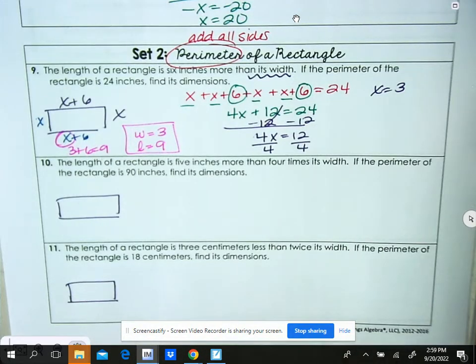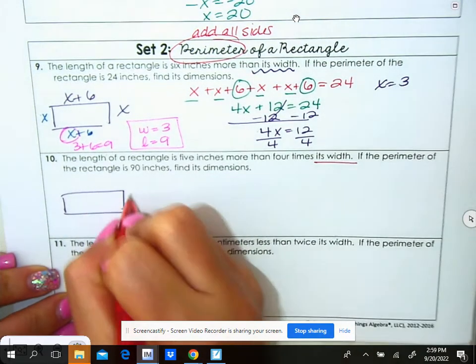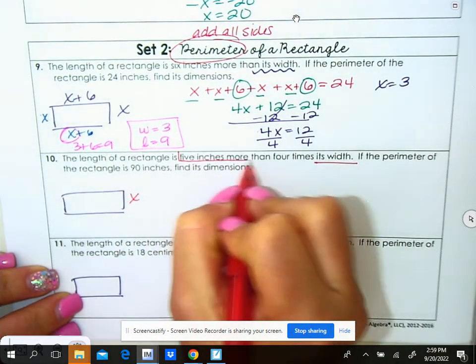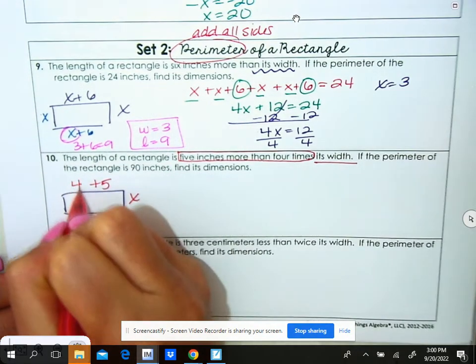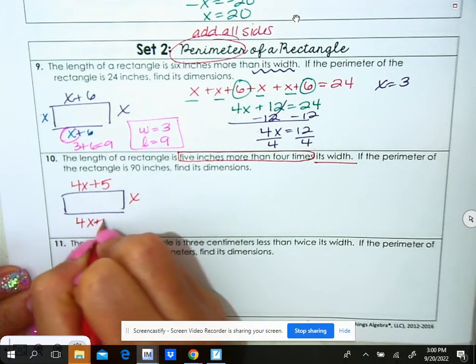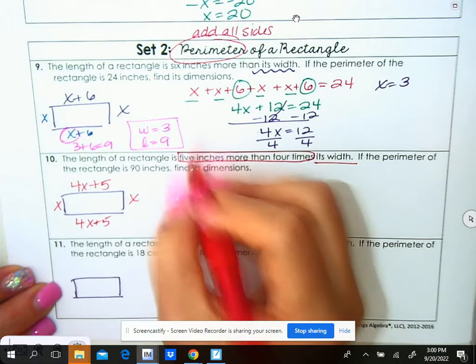All right, moving right along. The length of a rectangle is 5 inches more than 4 times the width. So again, the width is x. 5 inches more than 4 times x is going to be 4x plus 5. Opposite sides are the same.